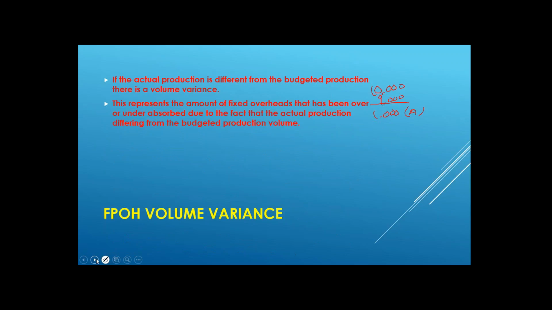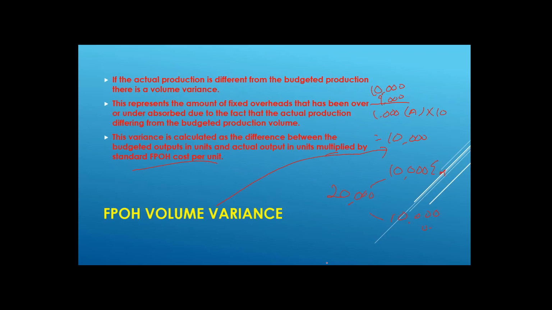Underabsorbed, to the actual production different from the budgeted production. So it is calculated: the 1,000 difference multiplied by the standard overhead cost per unit, or the absorption rate of 10. So 10 into 1,000 is 10,000. This is what we call the volume variance. So that total variance of 20,000 was made up of 10,000 expenditure variance and 10,000 volume variance.